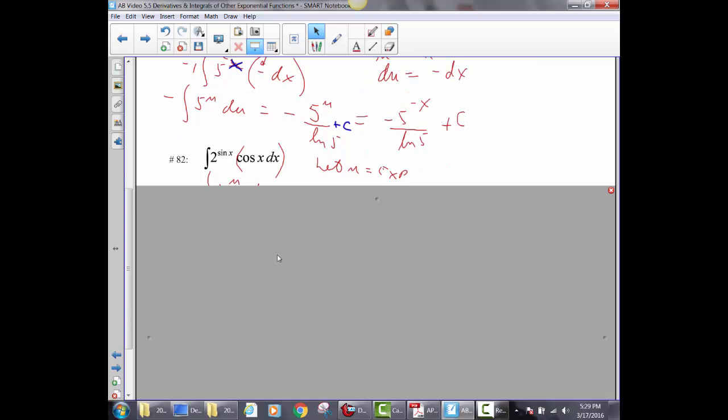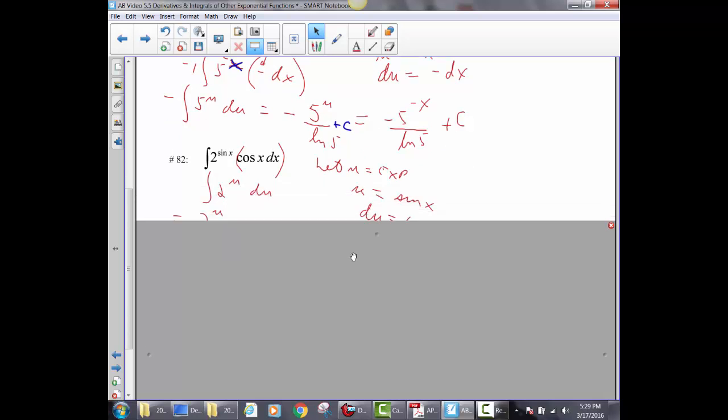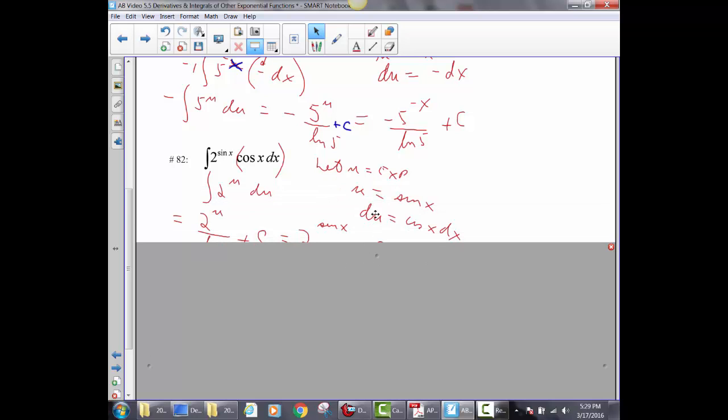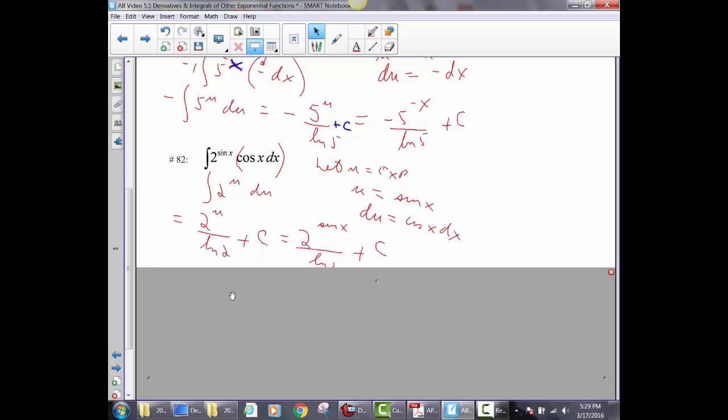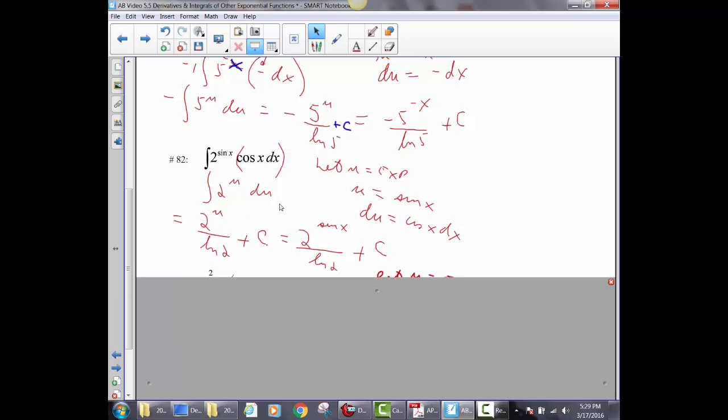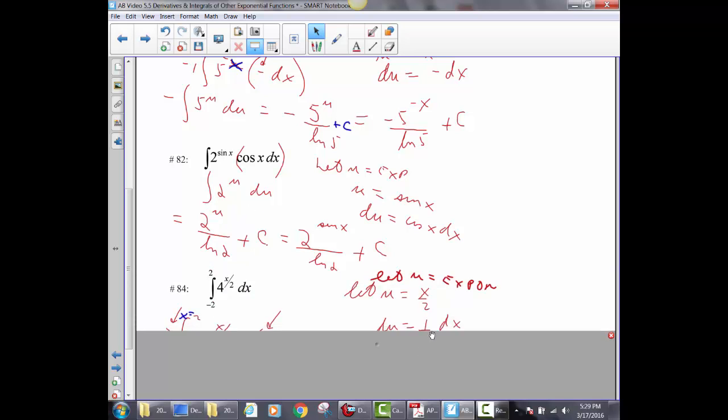82, same idea, let u equal the exponent, so u is equal to sine x, and how convenient for us that the du is cosine x dx, which is exactly what they gave you. So we're actually integrating 2 to the u du, which is 2 to the u over ln 2 plus c, and then I replace the u by sine x.